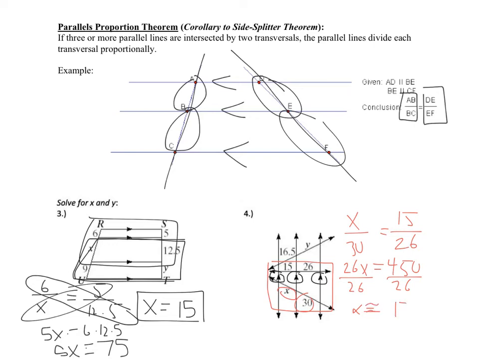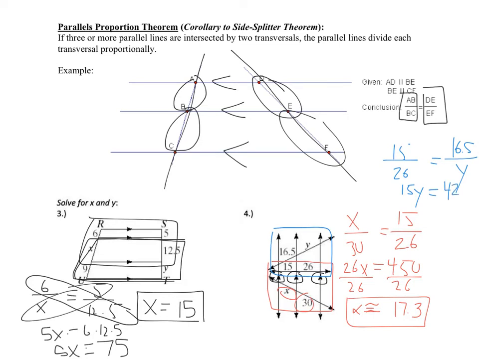That's about 17.3. Okay, and then to find y, let's look at this side of it. So 15 is to 26 as 16.5 is to y. And then we've got cross multiplying 15y equals 16.5 times 26, that's 429. And then divide by 15. So y equals 28.6.